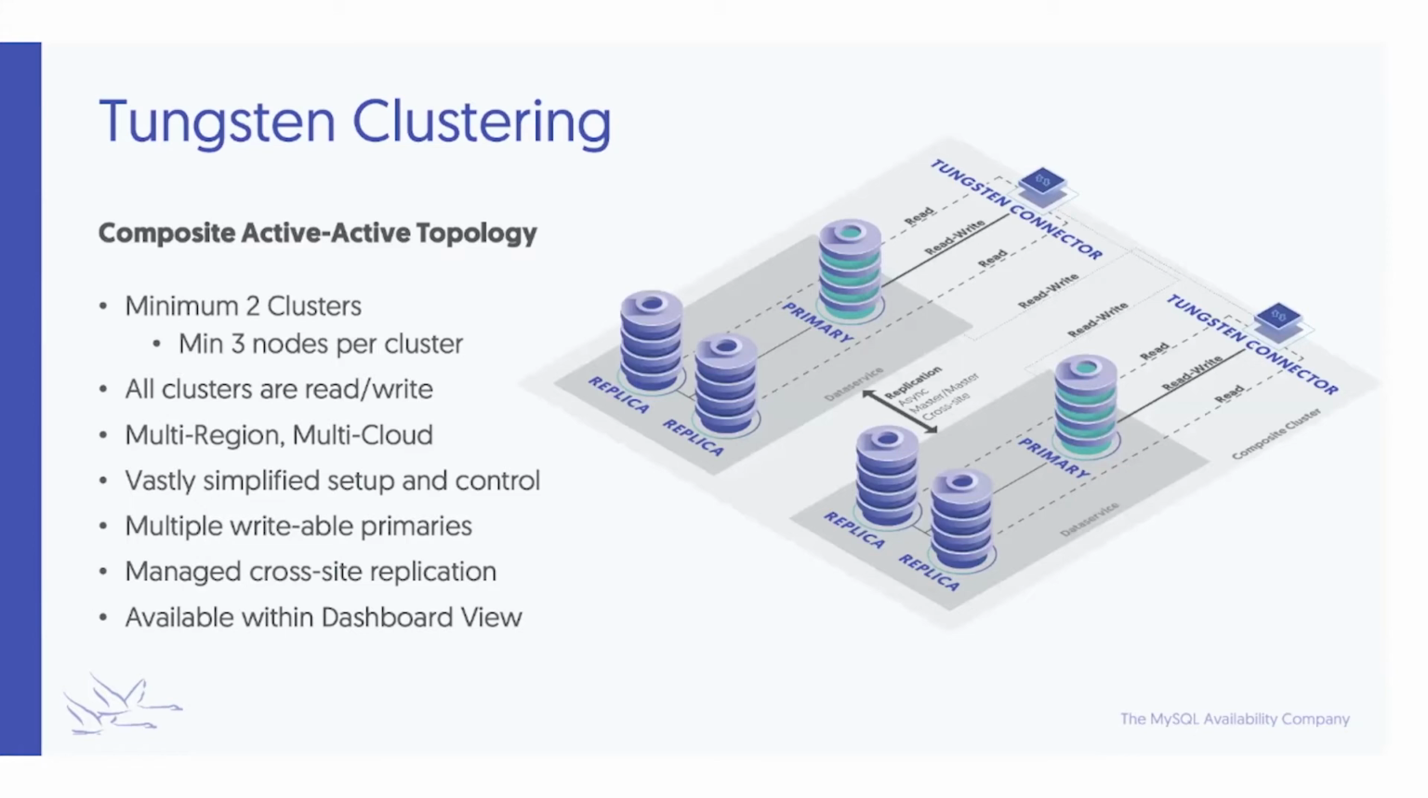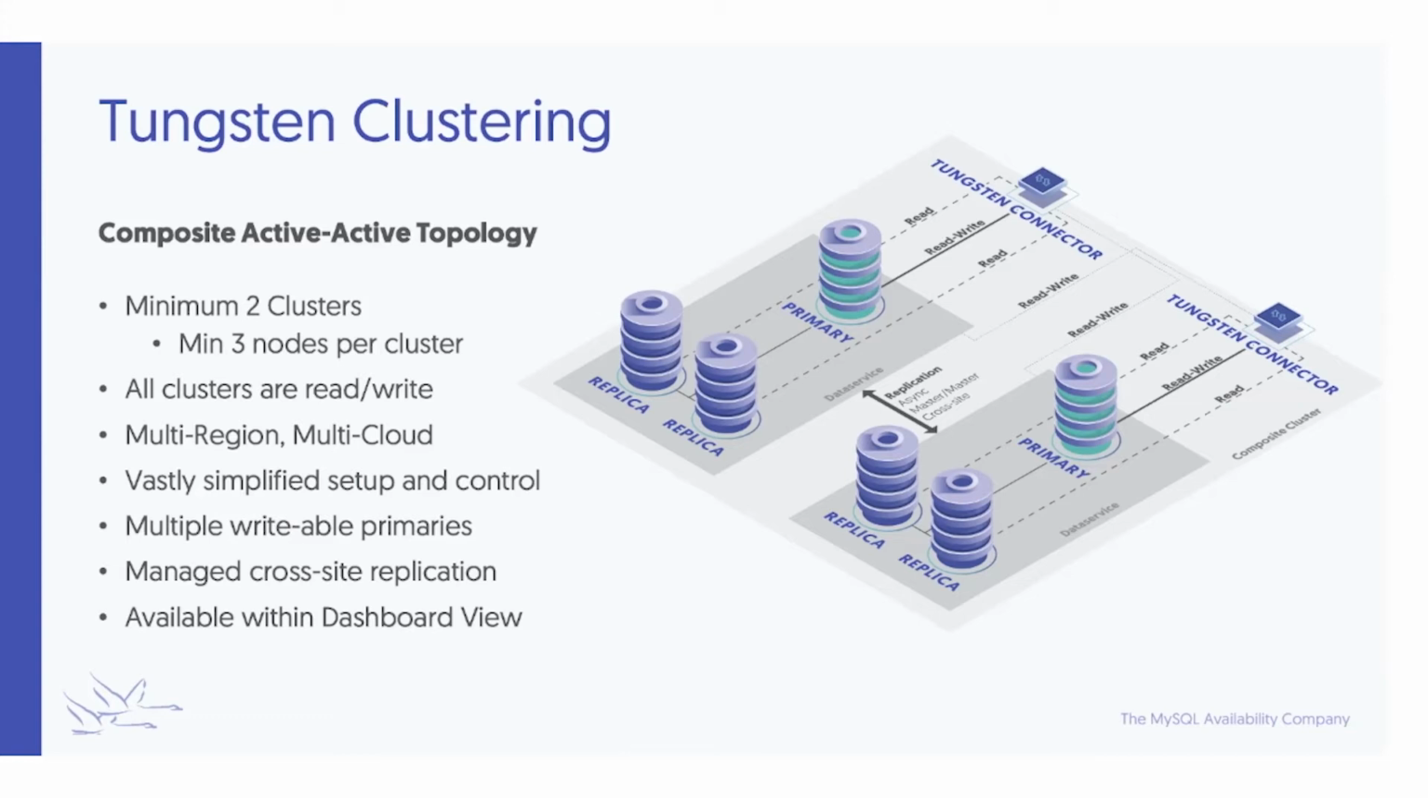So if we look at Tungsten Clustering, active-active topology, obviously we need a minimum of 2 clusters to have active-active. That's kind of a given. And like most clustering technologies, we prefer to have a minimum of 3 nodes per cluster. There are several reasons for that. One is we like to have an odd number of cluster members, so we always have a quorum. And also, if we have a failover, we still want another backup database.